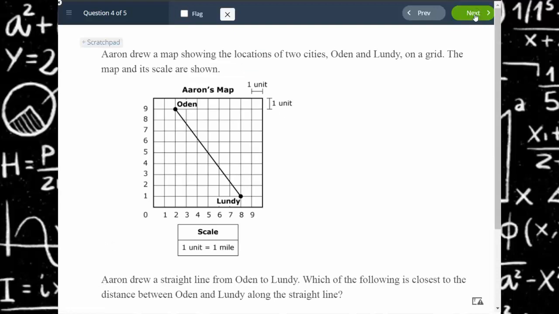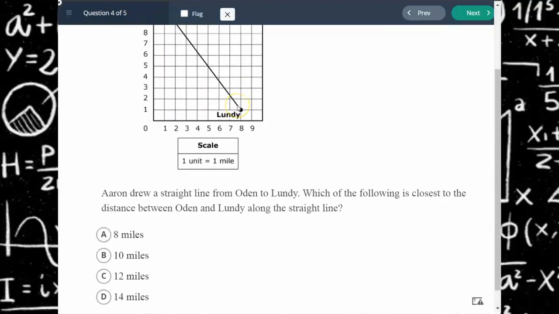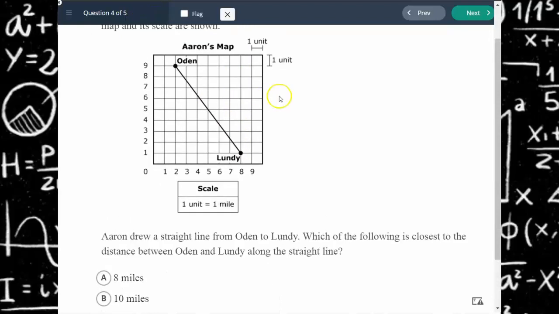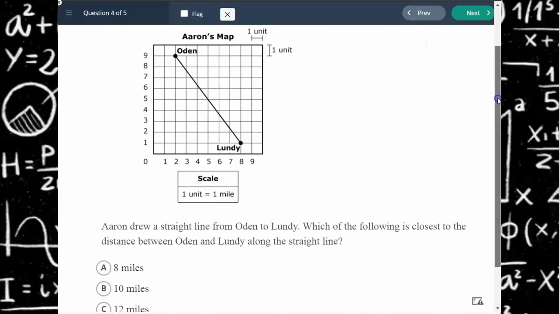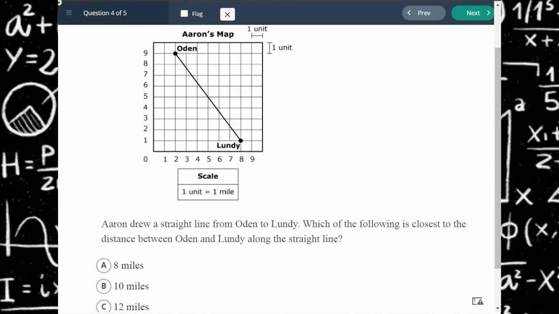Question 4. We have a map. Aaron drew a map showing the locations of 2 cities, Odin and Lundy, on the grid. And they have shown us the scale on the map. Again, each square on this graph is 1 unit, and they've given us a scale that 1 unit is equal to 1 mile. So he's drawn a straight line, which is a diagonal length in the coordinate plane. Here are our choices down here. We know that we can use the Pythagorean Theorem to find this diagonal distance in the coordinate plane.